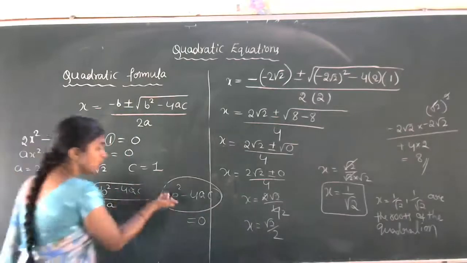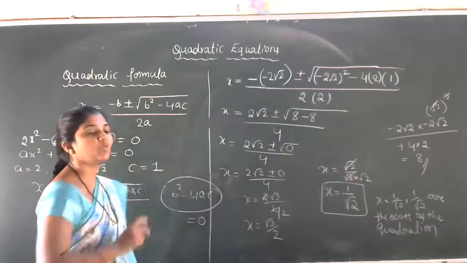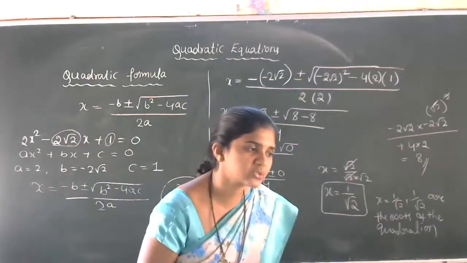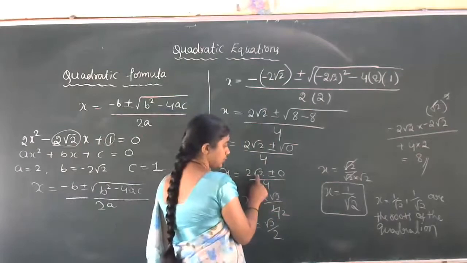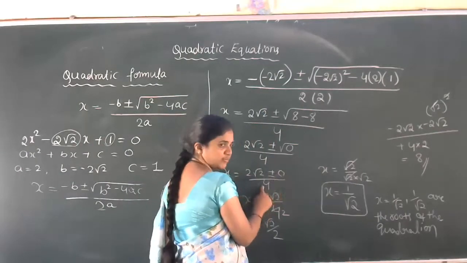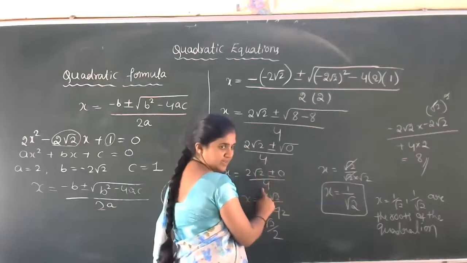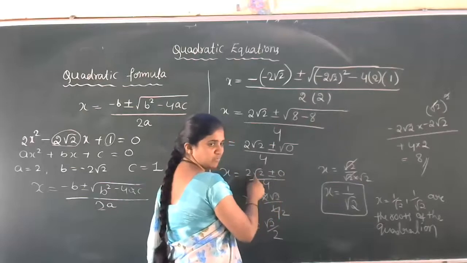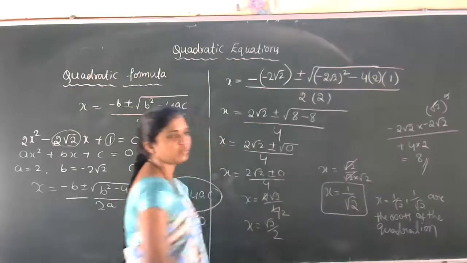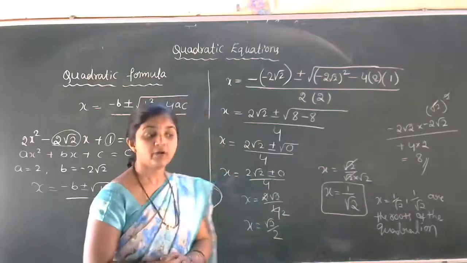See, when b square minus 4ac is equal to 0, then you will get equal roots. Got the idea of this one? Why will you get equal roots? Because of 2 root 2 plus 0 divided by 4 in one situation, or 2 root 2 minus 0 divided by 4 in the other. Adding 0 or subtracting 0, this value becomes the same, no? So that's why you will get the same root, 1 by root 2, 1 by root 2. How did you get 1 by root 2?